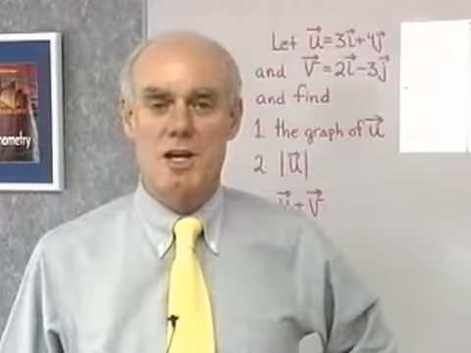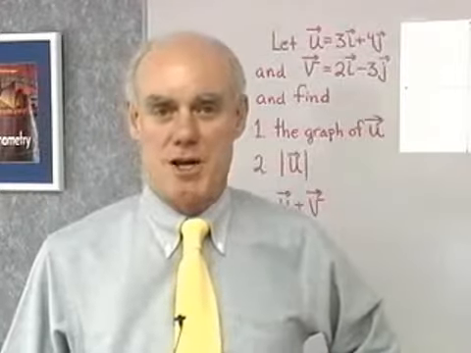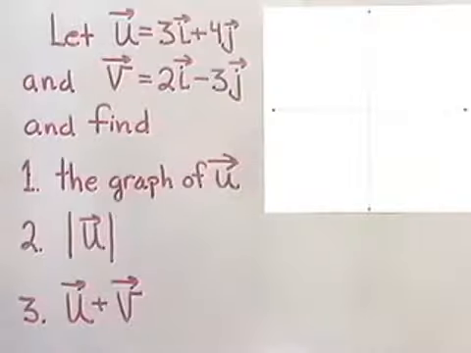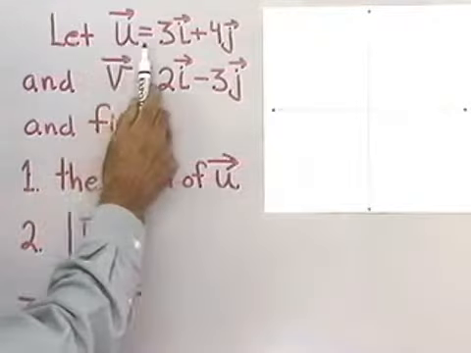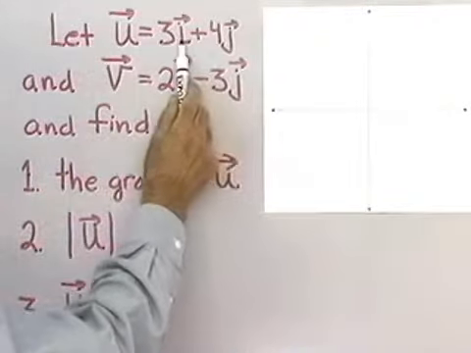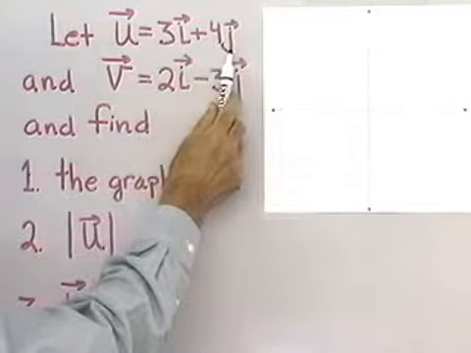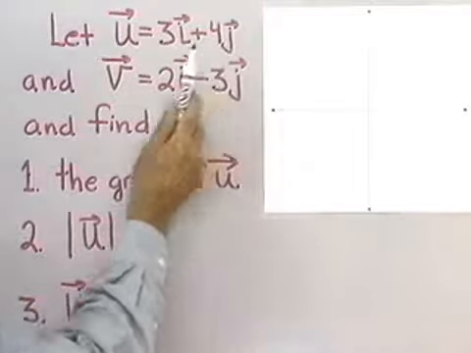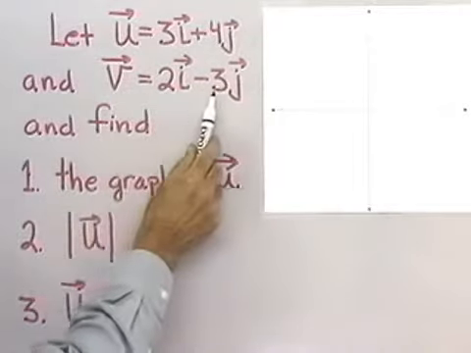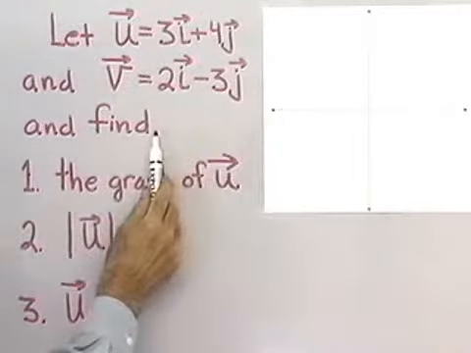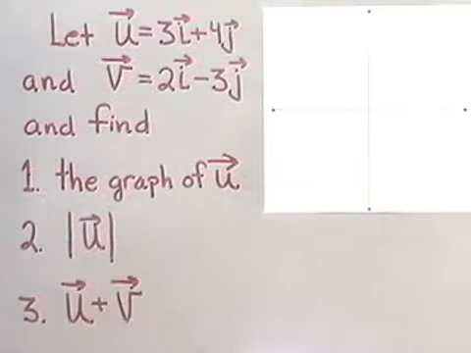In this section, we take another look at vectors, this time from an algebraic point of view. So I've written here, let u be the vector 3i plus 4j, where i and j are unit vectors, i in the positive x direction and j in the positive y direction. And v is 2i minus 3j. Then let's find, 1, the graph of u.